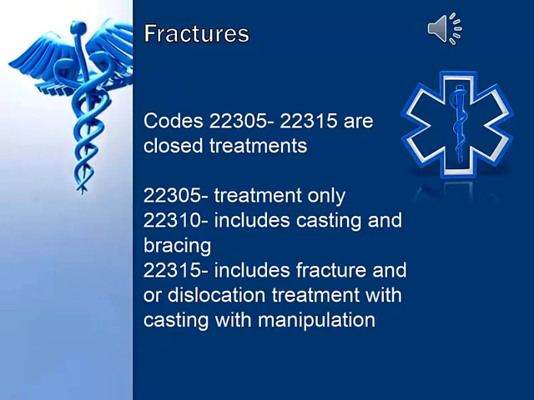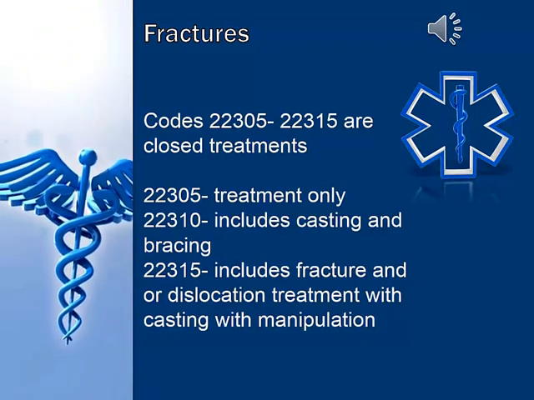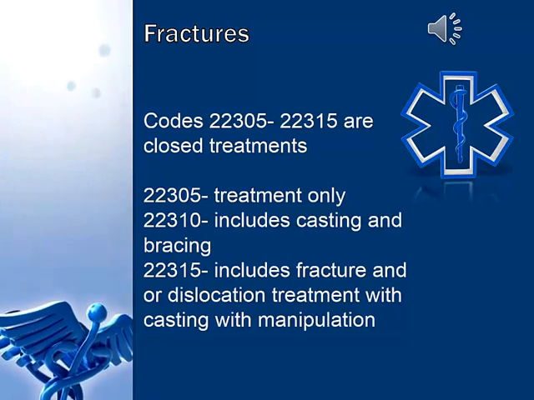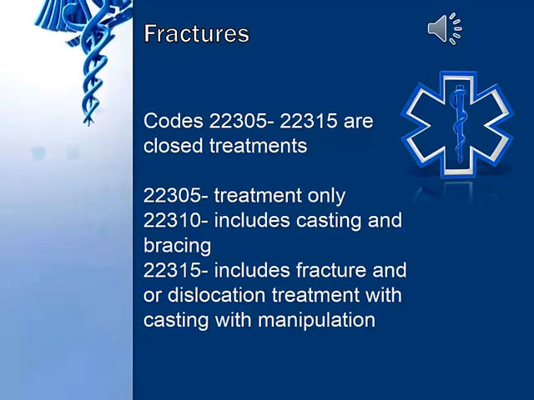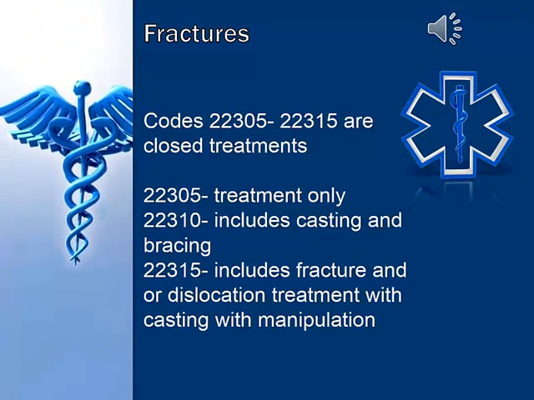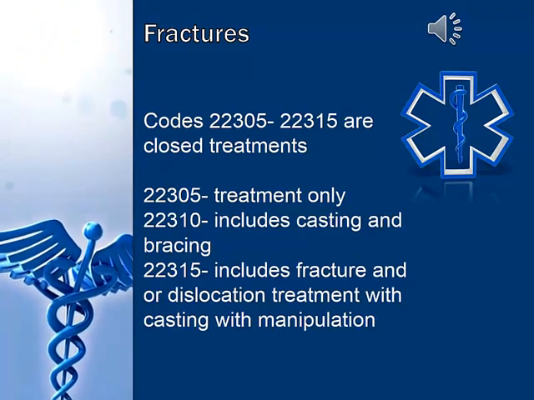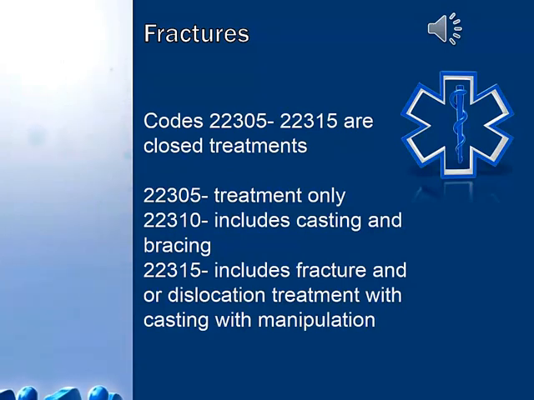All right, now let's talk specifically about the codes within this section. Codes 22305 to 22315 are closed treatments. 22305 is closed treatment of vertebral process fracture. That's all it is. It's treatment. Then you have code 22310. This code is described as closed treatment of vertebral body fracture without manipulation, requiring and including casting or bracing.